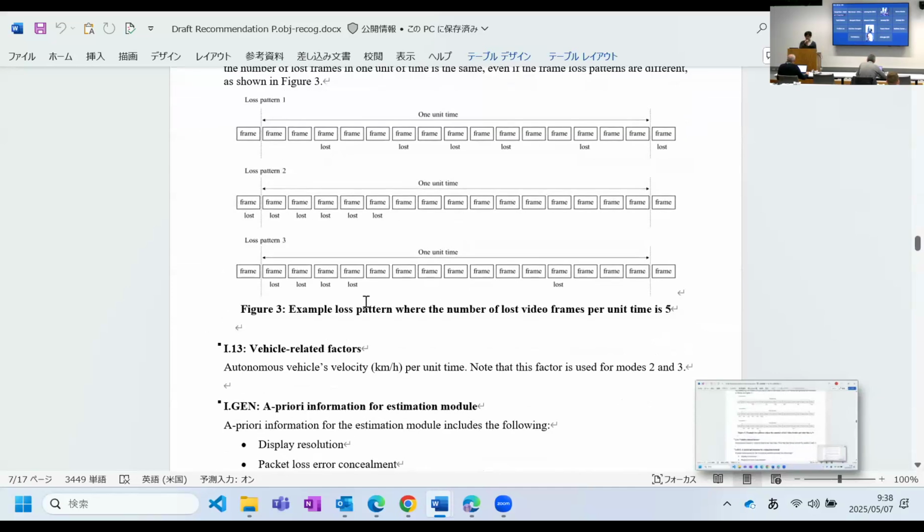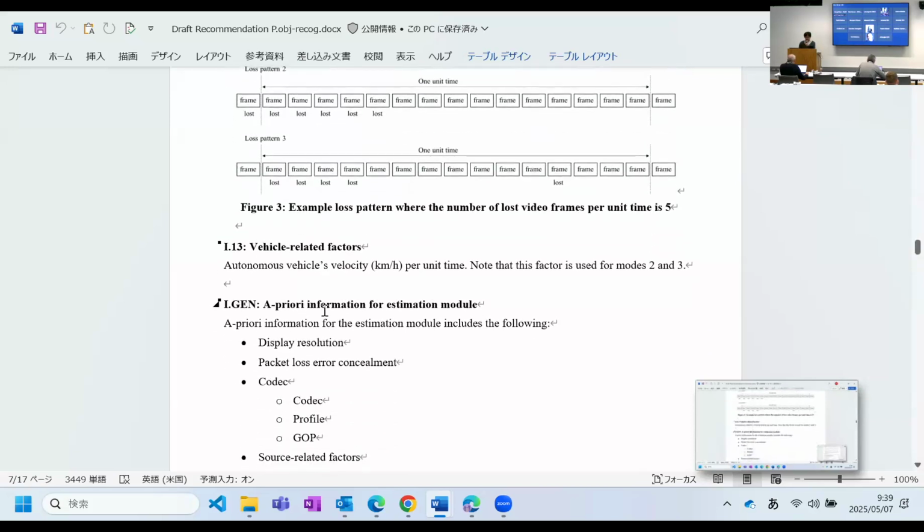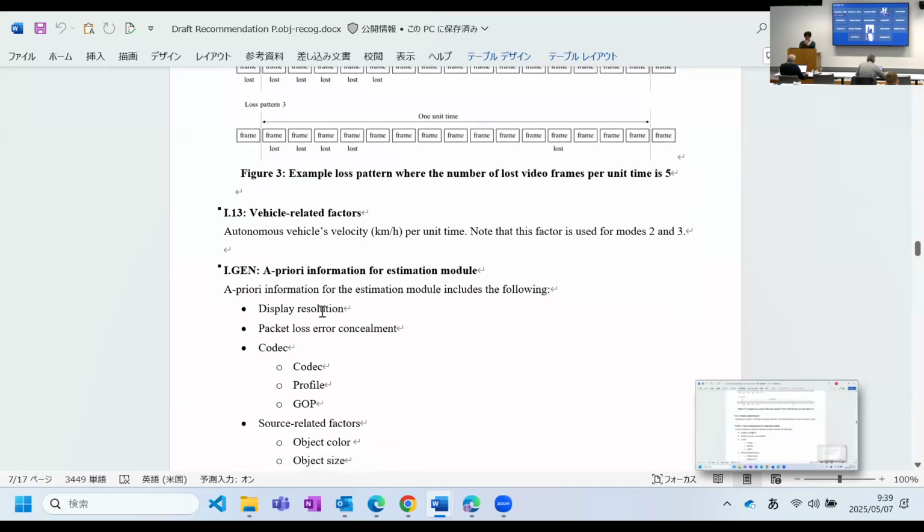I.13 has vehicle related factors. This is the autonomous vehicle velocity, in kilometers per hour per unit time. These vehicle related factors are used in modes 2 and 3 only. And I.10 is a priori information for the estimation model.